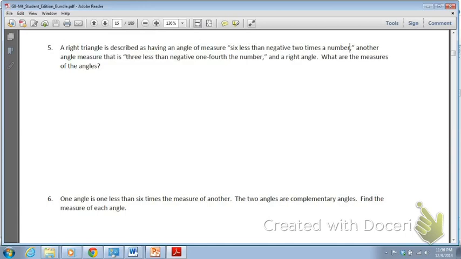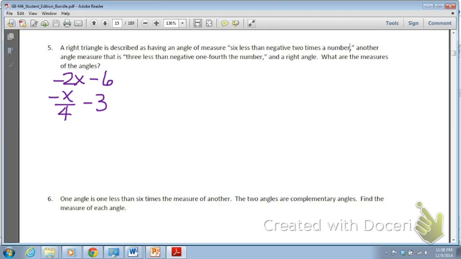Okay, so x is going to be our number that's referred to here. So this right triangle has 3 angles. So the first one is 6 less than -2 times a number. So here's -2 times the number. 6 less than that would be -6. So that's one angle. The other angle is 3 less than -1/4 the number. So -1/4 the number would just be -x/4. And 3 less than that would be -3. Okay, and then the other angle is a right angle.